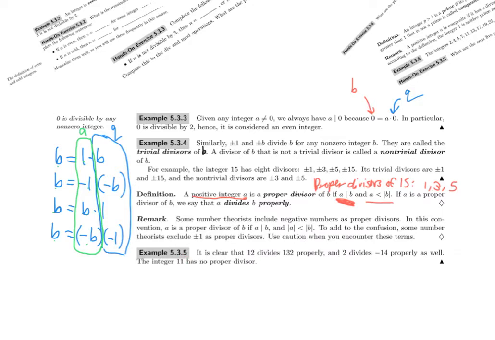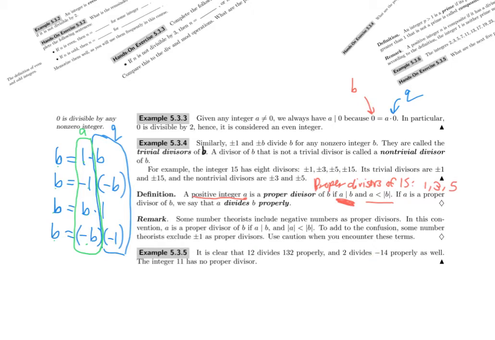Example 5.3.5 goes into that phrase that I say I don't like, which is, "it is clear." But remember, they're only starting this sentence this way so that they don't start a sentence with a number. It's a style thing. So it says, it is clear that 12 divides 132 properly. In other words, 12 is a proper divisor of 132, which, because 12 isn't 1, tells us 12 is a non-trivial divisor of b.